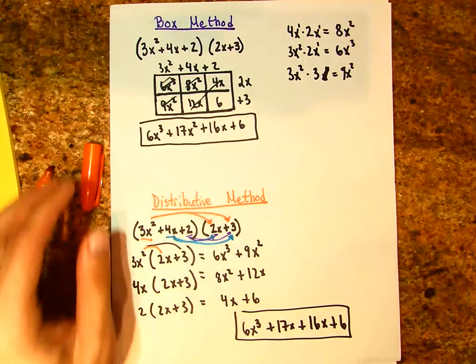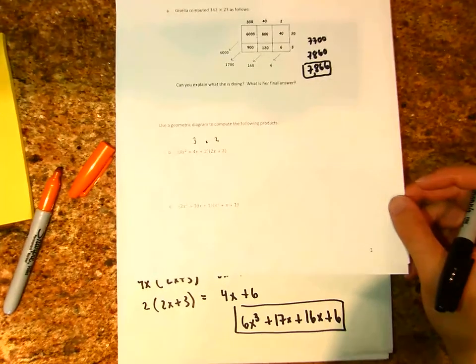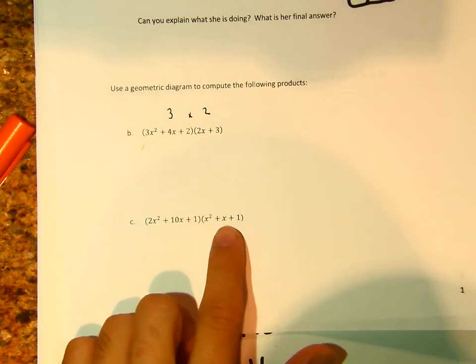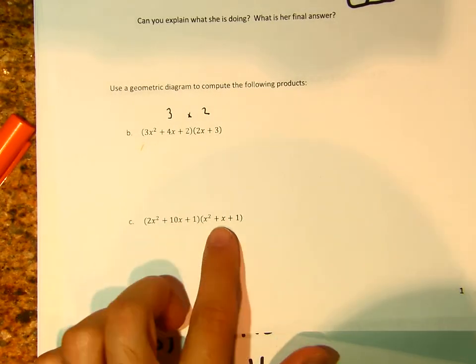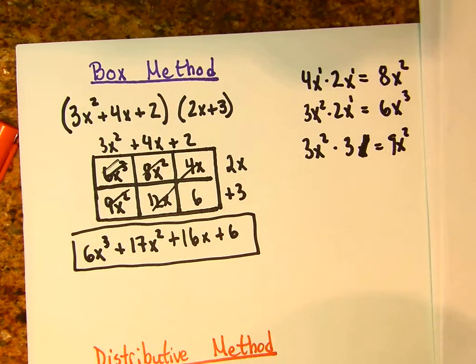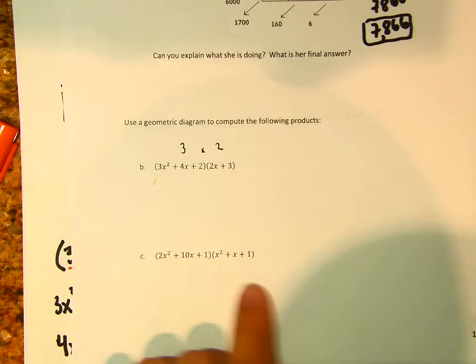What I'd like you to do is try and do the next question by yourself. This 2x squared plus 10x plus 1 times this x squared plus x plus 1. Try and solve this using both ways, right? Try and do it using the box method, try and do it using the distributive method. And in the next video, I'll show what the solution is.